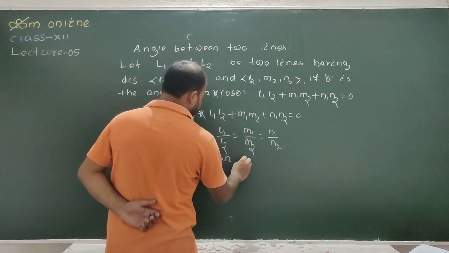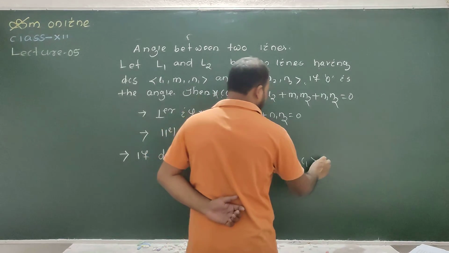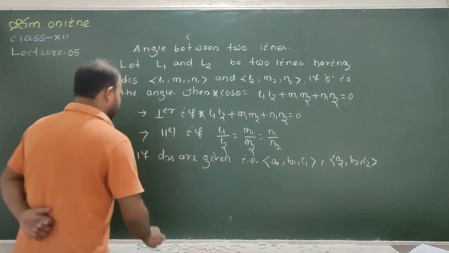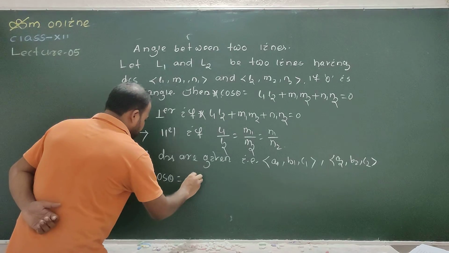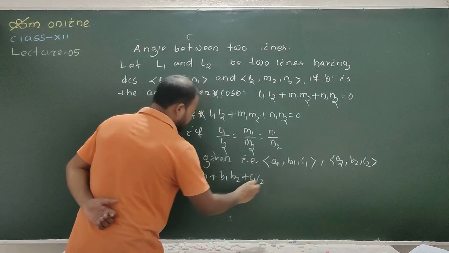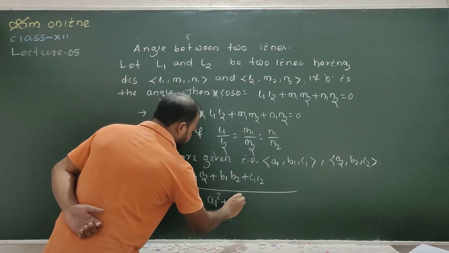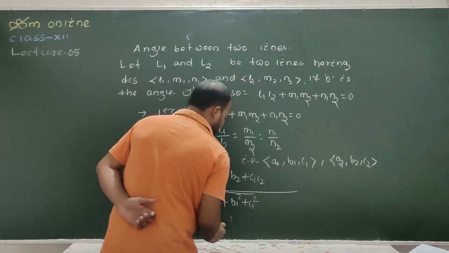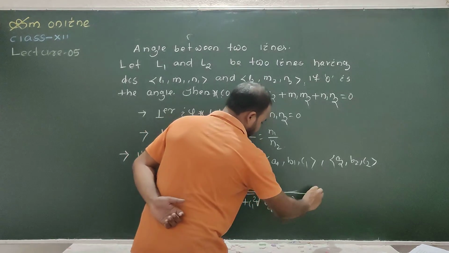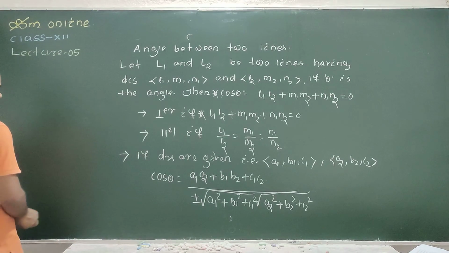that is, A1 B1 C1 and A2 B2 C2 are given, then cos theta equals A1 A2 plus B1 B2 plus C1 C2 divided by plus or minus the square root of A1 square plus B1 square plus C1 square, into the square root of A2 square plus B2 square plus C2 square.